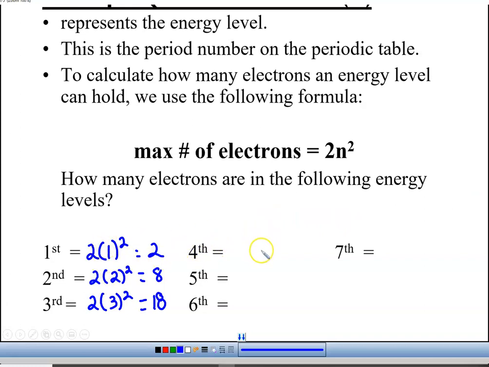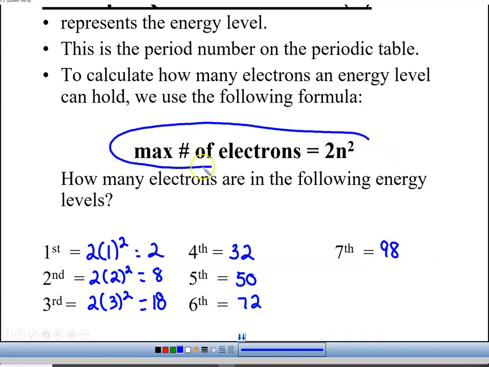So 4 squared is 16. 16 times 2 is 32. 5 squared is 25. 25 times 2 is 50. 6 squared is 36. 36 times 2 is 72. 7 squared is 49. 49 times 2 is 98. So I would like you to be able to use this formula depending on, and I won't give you an 8th or 9th energy level because we don't have any atoms with an 8th or 9th energy level yet.